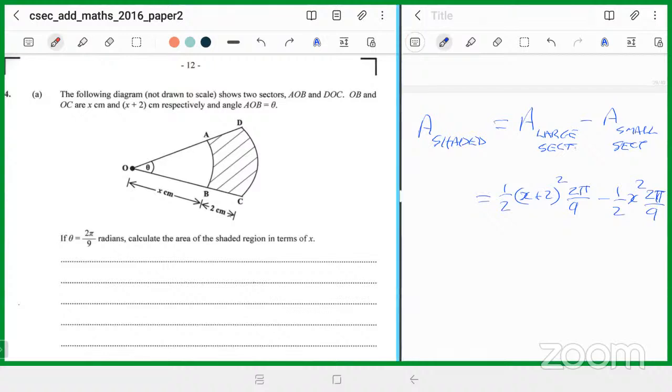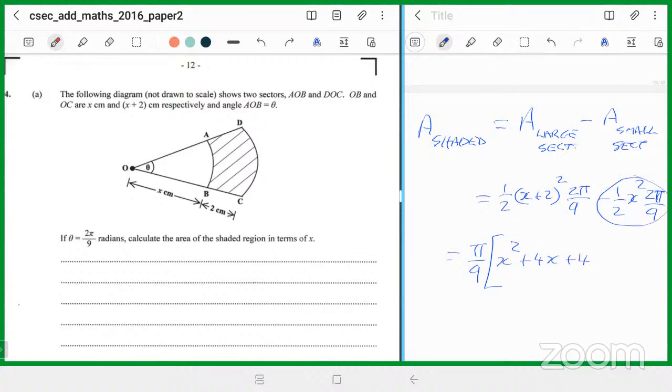And I want the answer in terms of X. Answer must have X in it. So basically that's the answer, but then we can simplify it. We can factorize a half and the 2 pi by 9. The half and the 2 pi by 9, in both cases, is giving us pi by 9. So we can factorize pi by 9 out. If I were to expand this one, it will become X squared plus 4X plus 4.